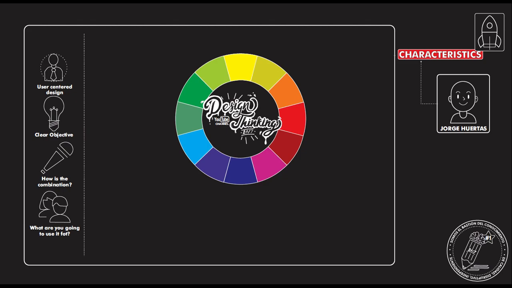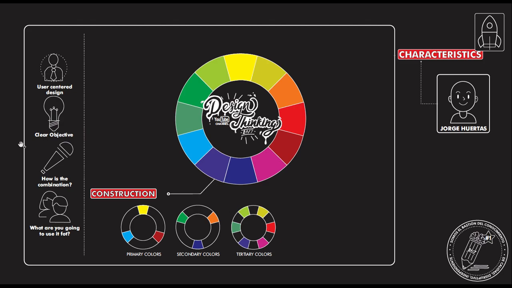Okay, so here we have our Pantone, our circle of colors. And the first thing that you need to know is the construction. The basic colors are the primary colors. It means that with those combinations you can create other colors. Those colors are yellow, blue, and red. Those are the primary colors.